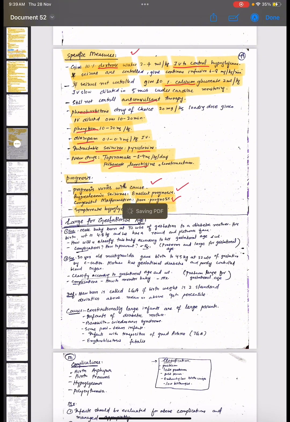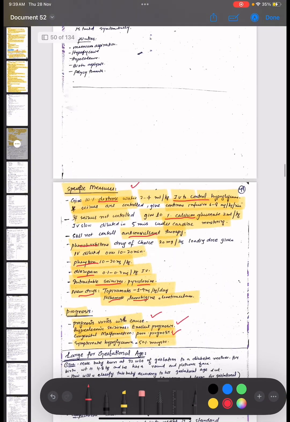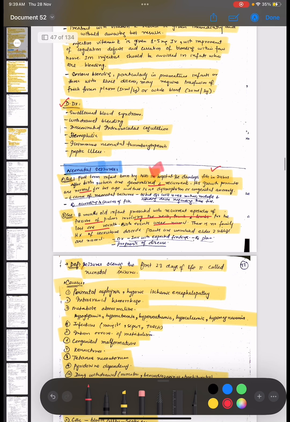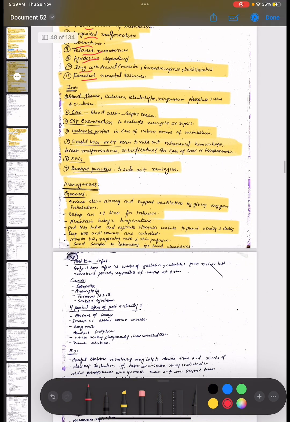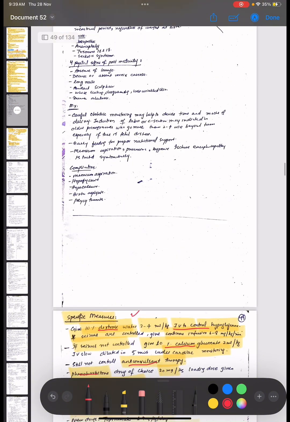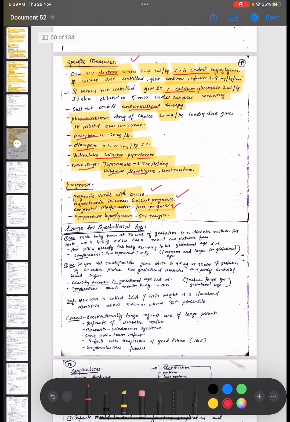So we have discussed the case of seizures, with a history of a patient having seizures after 24 hours of birth, and we have discussed the definition of seizures. Then we discussed the different causes: perinatal asphyxia, intracranial hemorrhage, metabolic abnormalities, infections, inborn errors, congenital malformations, kernicterus, tetanus neonatorum, pyridoxine dependency, drug withdrawal, and familial neonatal seizures. The investigation options are blood glucose, CBC, CSF examination, metabolic profile, cranial ultrasound or CT scan, EEG, and lumbar puncture. The management options are both general and specific measures. And then we discussed the prognosis.